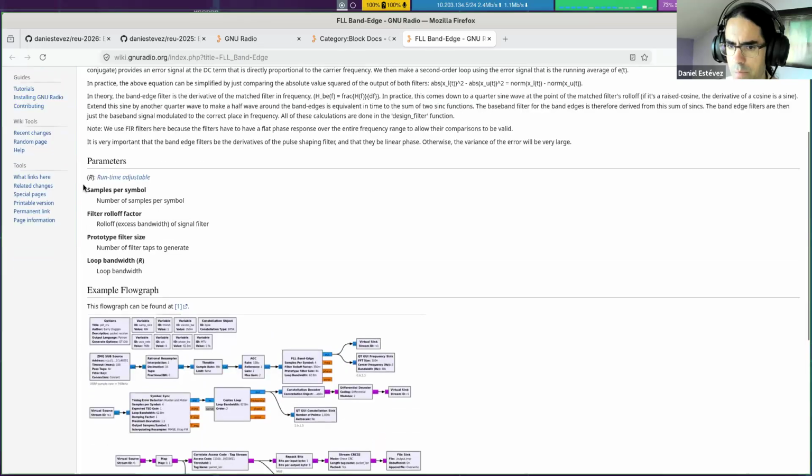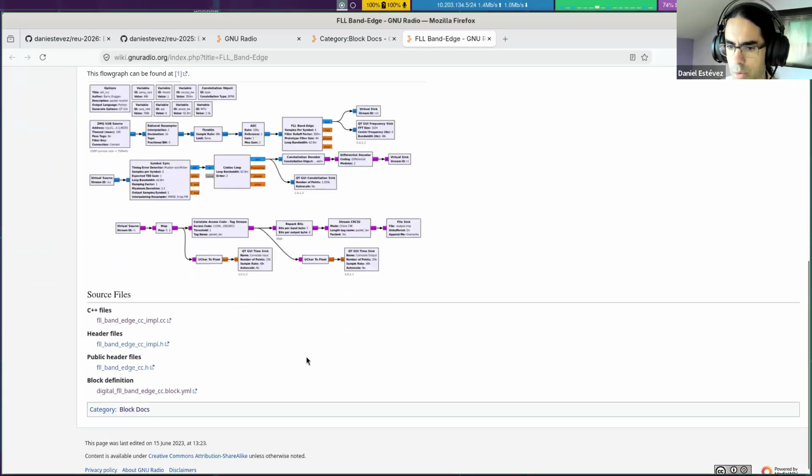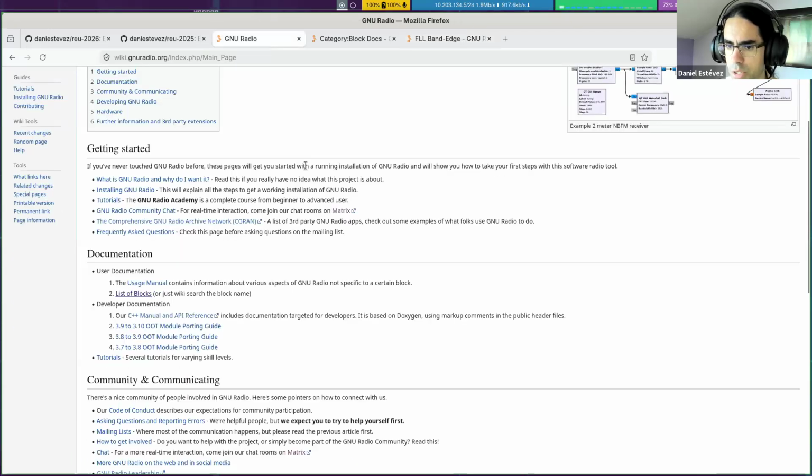But the thing I wanted to show is that for blocks that have parameters, there's also documentation about what each of the parameters means, and which of them can be adjusted at runtime. And then usually you get an example, and also in some cases the links to the source code files, which is sometimes useful to learn more about how the algorithm is exactly implemented. So very useful. And also in GNU Radio, I will show that later, there are links from each of the blocks to the block page here in the wiki. So that's one of the main resources here.